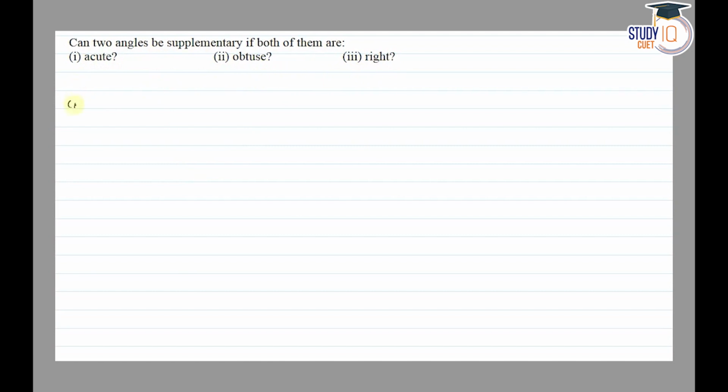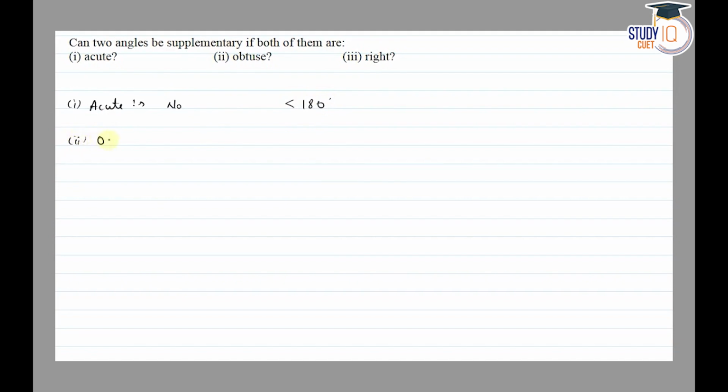So first, acute. So acute angle means less than 90. So the sum of two acute angle is less than 180. So it cannot be supplementary angles. So the answer will be no, because sum of two acute angles is less than 180 degree.